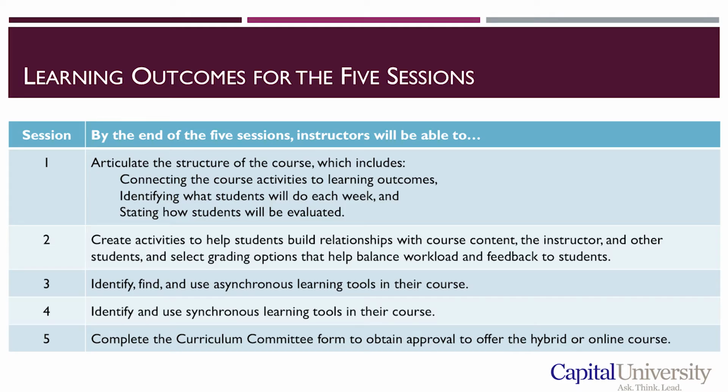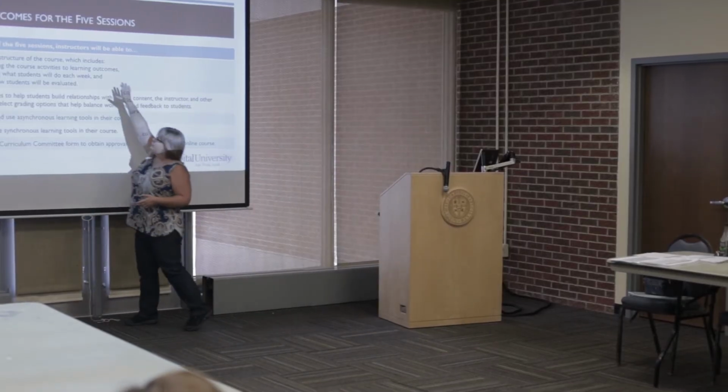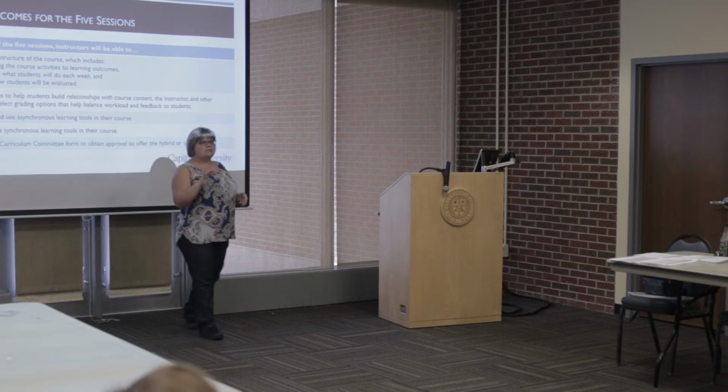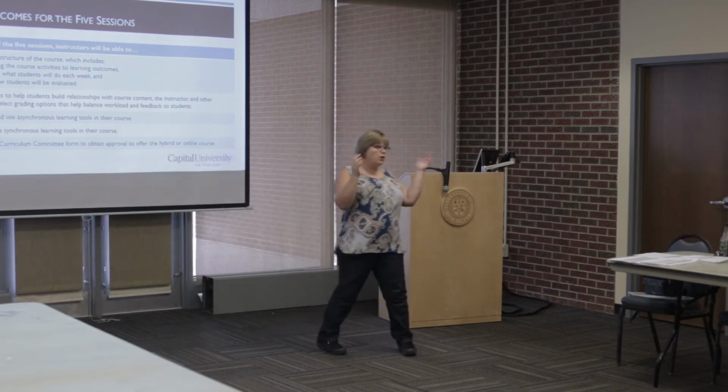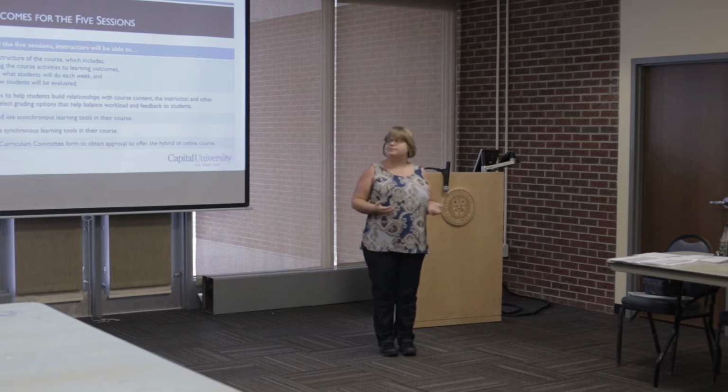For the 5 sessions, across these 5 sessions, we have a number of learning outcomes, a number of things that you should be able to do once you leave here. So at the end of the first session, you want to be able to articulate the structure of your course, which includes connecting your course activities to your learning outcomes, identifying what students will do each week, and you're not going to get all through that completely, but at least you'll get started on that. And then also stating how the students will be evaluated. This right here provides a roadmap for the rest of designing the course. Okay, so we're going to spend all of session 1 today working on that.